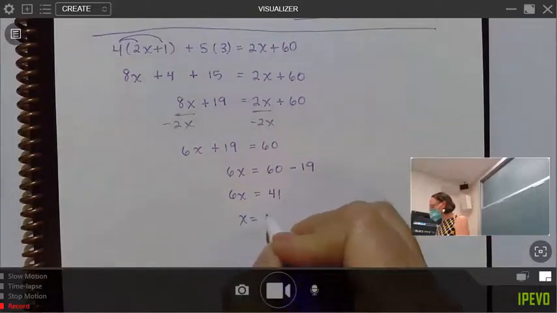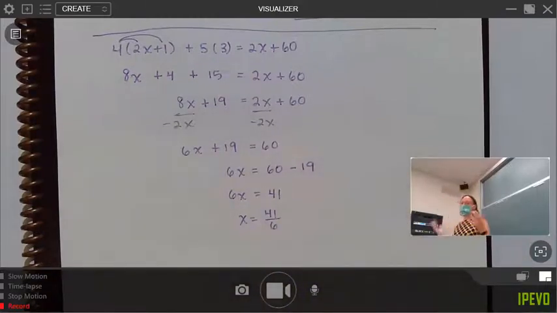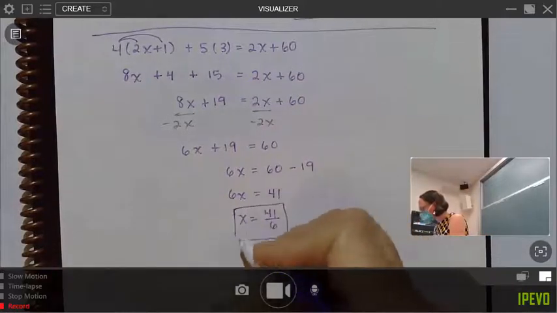Which means x is going to be 41 over 6. And that's where we're going to leave it. 41 isn't going to break down into something where I might need to reduce that to lowest terms. So that's just my final answer.